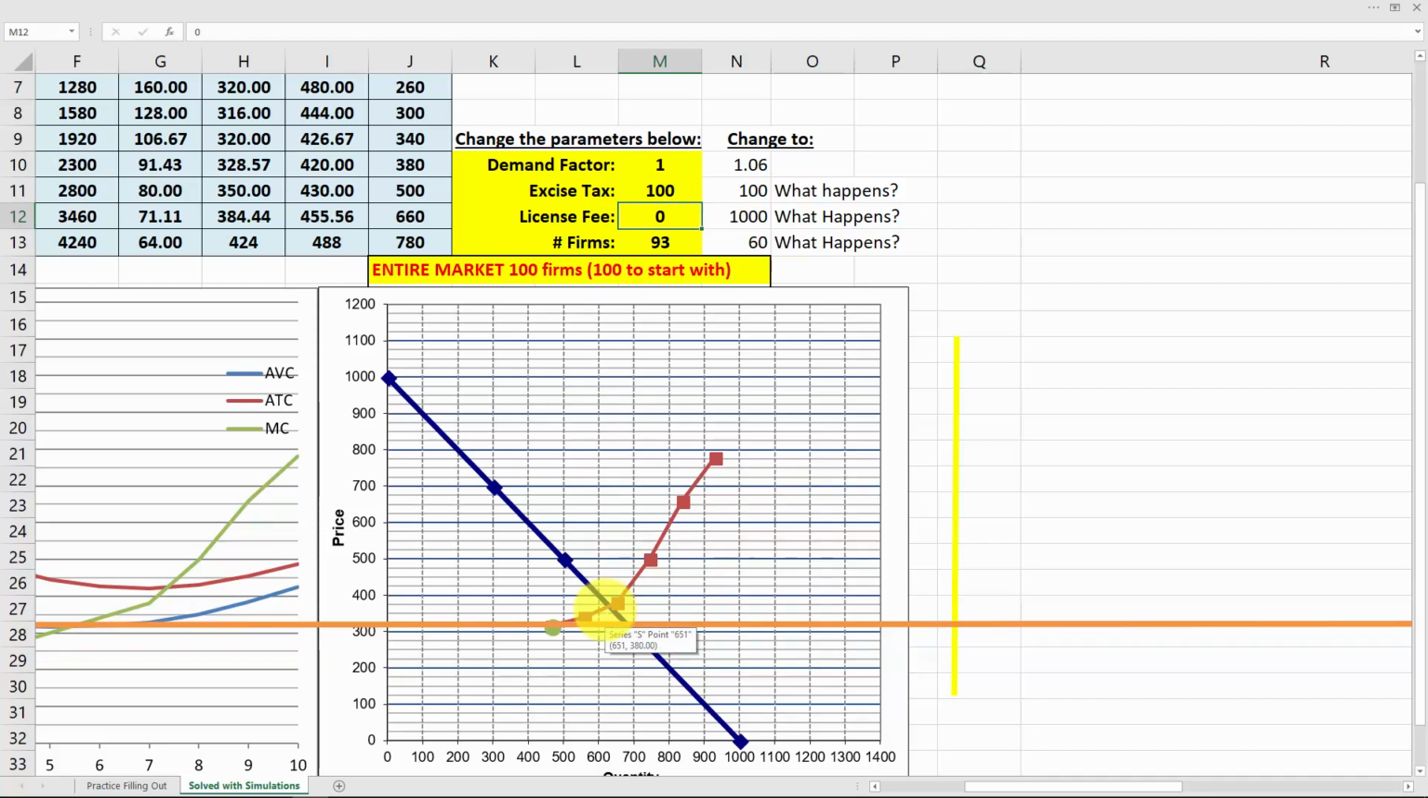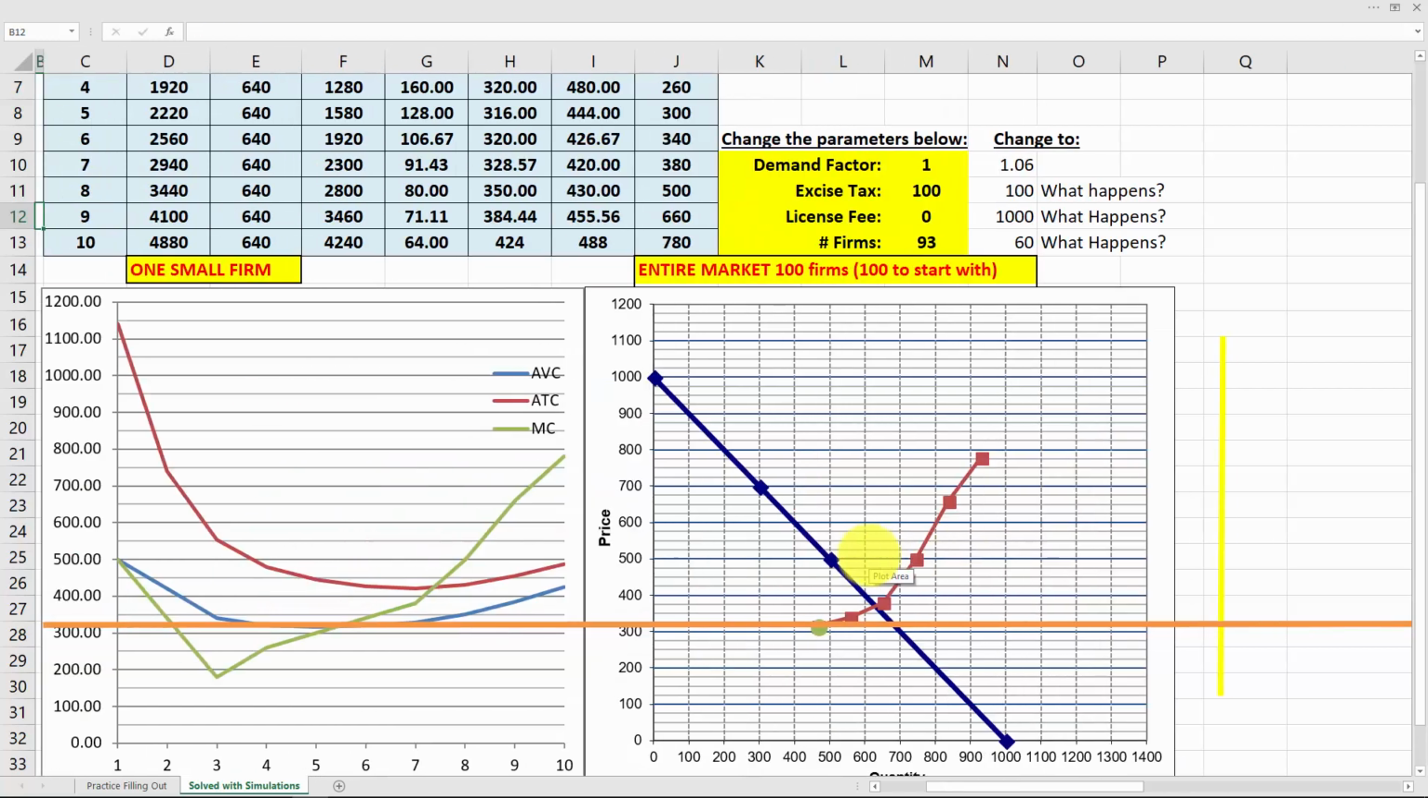The tax of $100 does not increase the market price by $100. It increases it by something less. And this is an important lesson. When you add a tax to a product, consumers see part of that increase in price, but not the total $100. Firms end up eating some of that increase in cost.